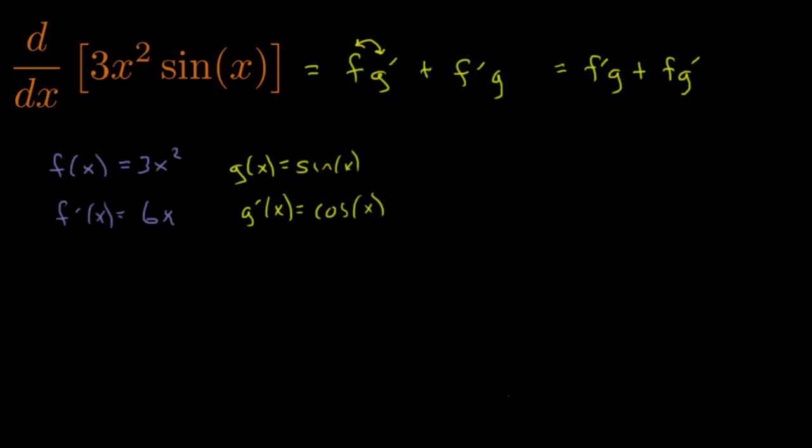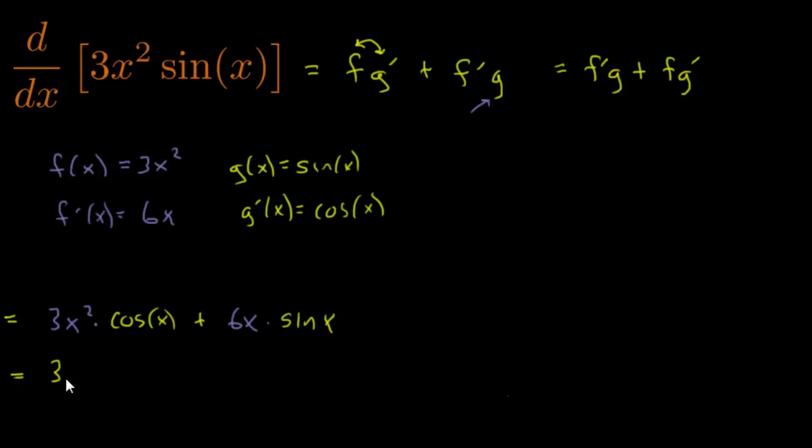So let's go ahead and write it out now. We have the derivative. It's going to be f g prime. So we have f times g prime. So g prime is cosine x, plus, and then you've got f prime. f prime is going to be 6x times g. And g is going to be sine x. Now we could factor this a little bit.